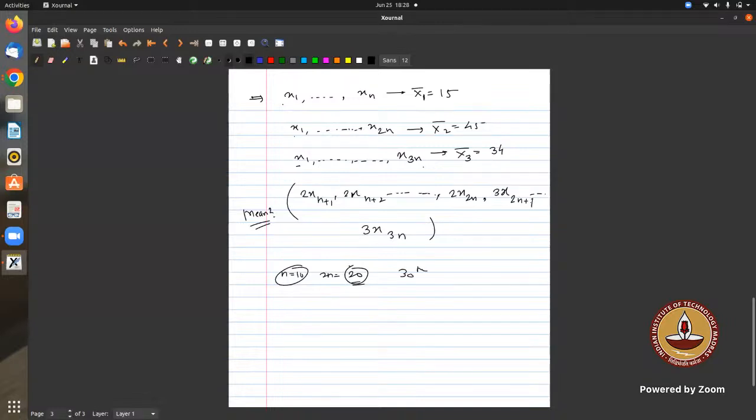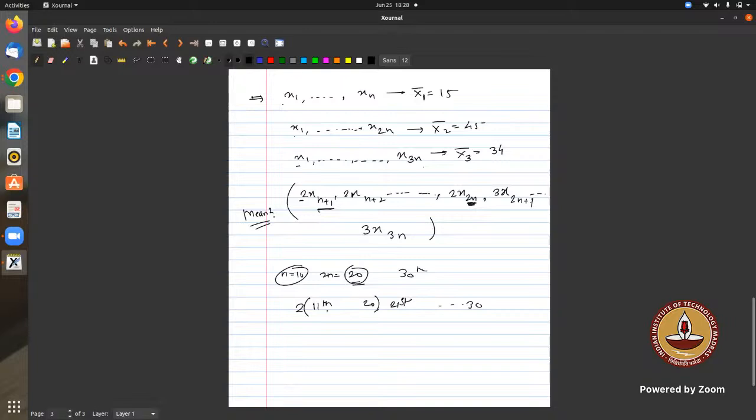Here, what does n plus 1 mean? It's 10 plus 1, so it will start from the 11th observation and go up to 2n, which is 20. After that, 2n plus 1 is 21, the 21st observation, and it will go to 30. So what you understand from here is that you just have to multiply 2 to each of the observations until 20, correct? See, 2xn+1, 2xn+2.